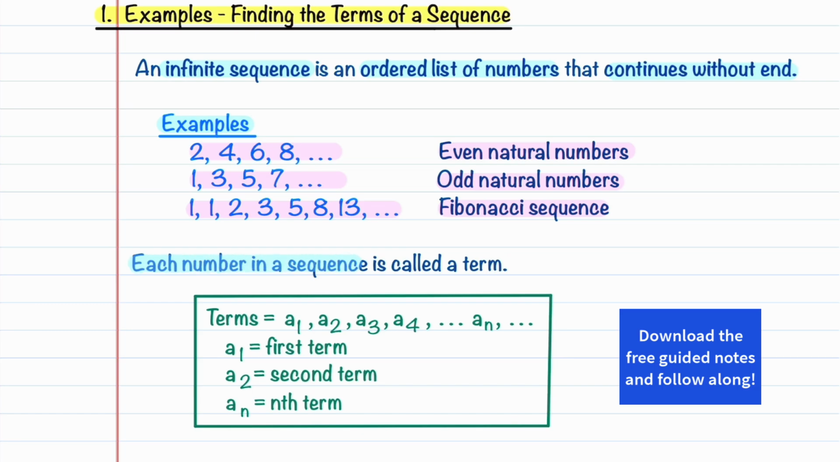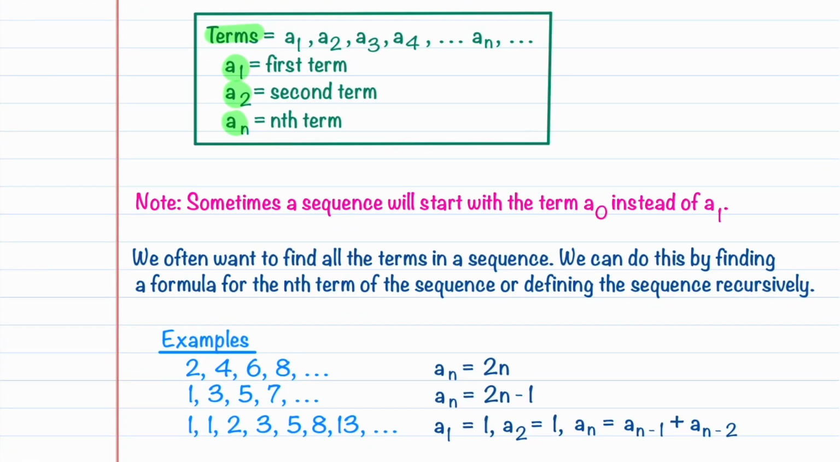Each number in a sequence is called a term, and the terms in a sequence can be written as A1, which is the first term, A2, the second term, and then all the way down to A sub n, which is the nth term. Many times a sequence starts with the term A sub 1, but sometimes a sequence will start with the term A0 instead of A1. Often, we want to find all the terms in a sequence. We can do this by finding a formula for the nth term or defining the sequence recursively, and I'll show you exactly what this looks like.